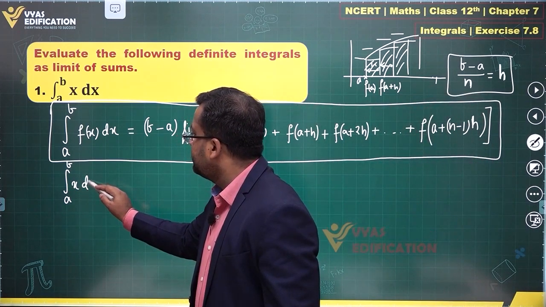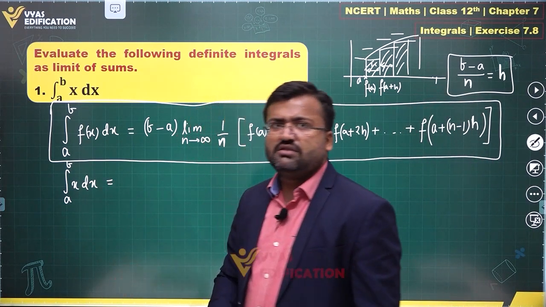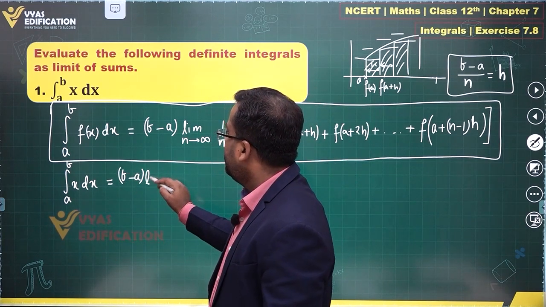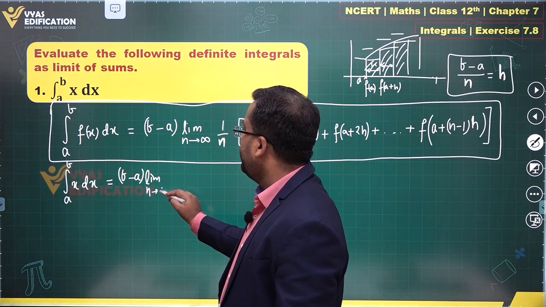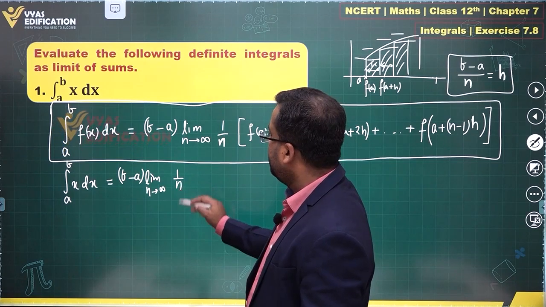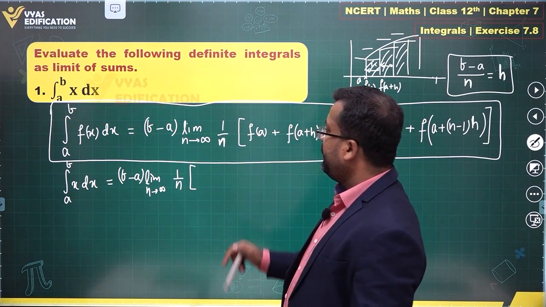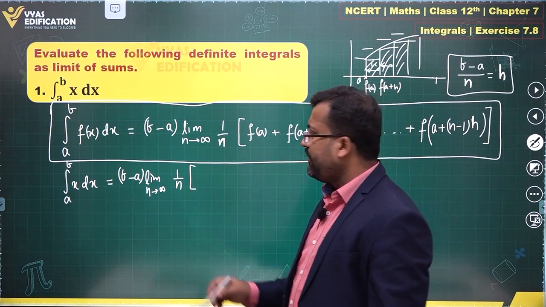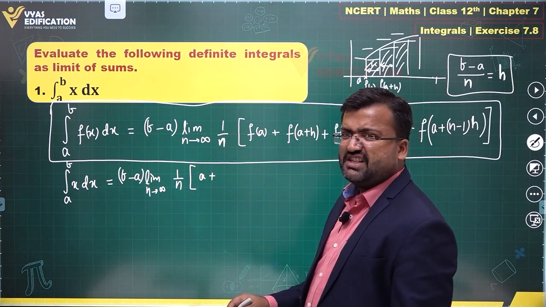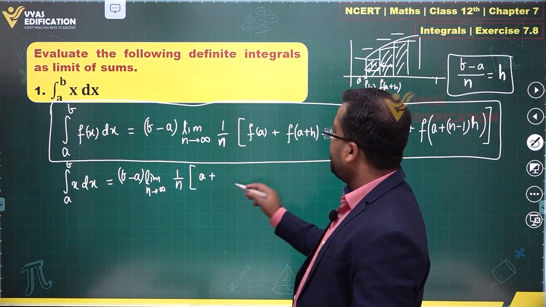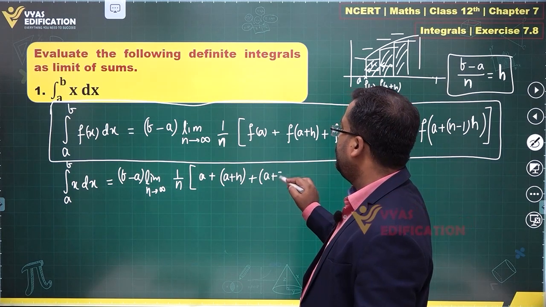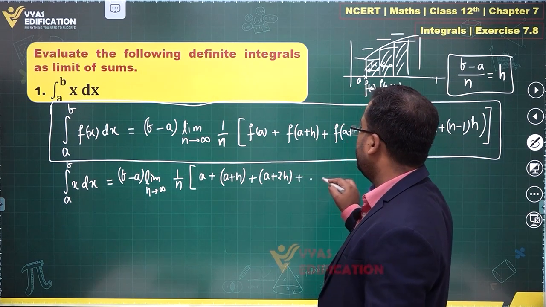∫ x dx is equal to what? So b and a are simple. This becomes (b − a) times the limit as n tends to infinity of 1/n times, in the bracket, f(a). Now, f(x) is x, so f(a) will be a. f(a + h), since f(x) is x, will be a + h, plus a + 2h, plus and so on.